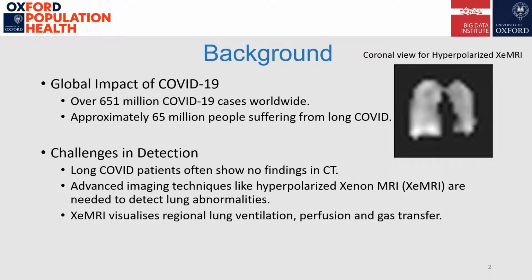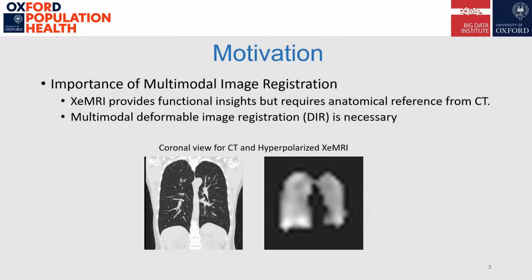Xenon MRI is sensitive in detecting lung function abnormalities and evaluates lung ventilation and gas transfer, as shown in this example. However, while xenon MRI provides functional insights, it needs to be analyzed alongside anatomical information, typically shown in CT scans, for effective clinical decision-making, as shown in this example. This necessitates multimodal deformable image registration to relate anatomical and functional data accurately, which is our motivation for this work.